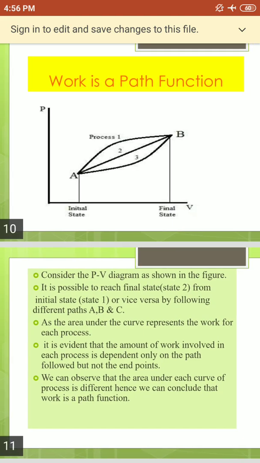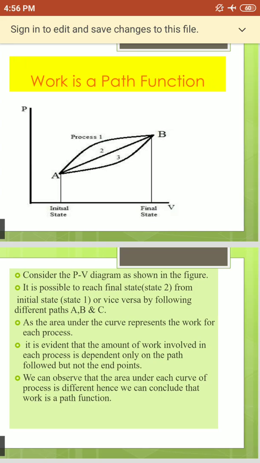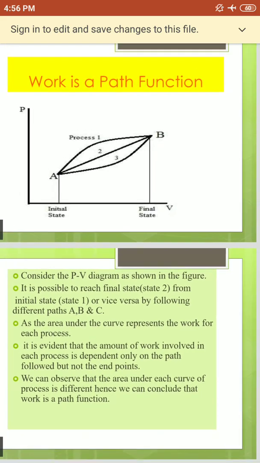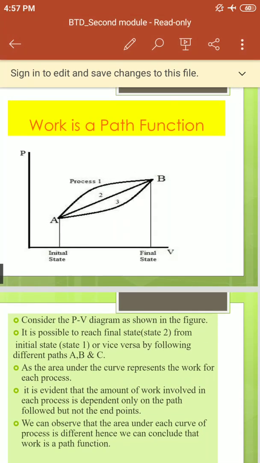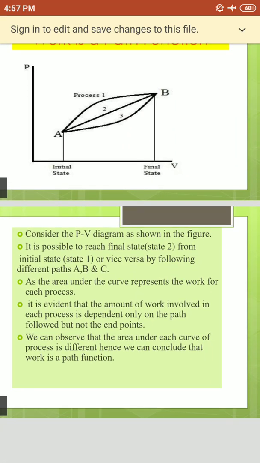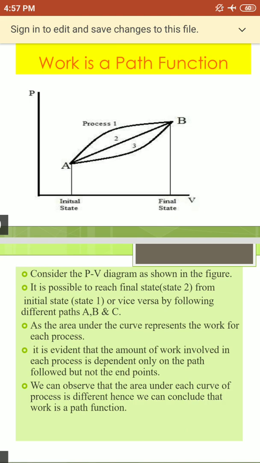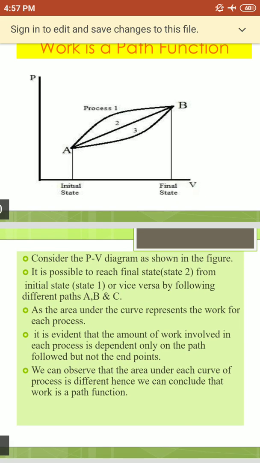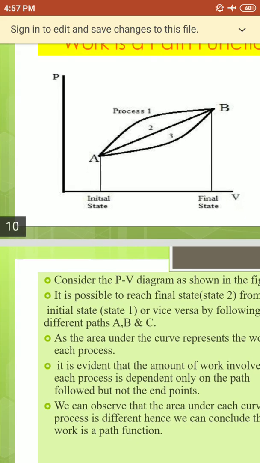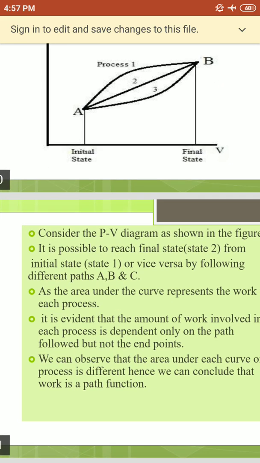Therefore you conclude that the area under the curve gives the work for each process, and since the area is different, it depends on the path. See here, the area under the curve represents the work for each process. Therefore it is evident that the amount of work involved in each process depends only on the path followed, but not on the end points. It does not depend on the points A and B, but on the path, that is 1, 2, 3, that is A1B, A2B, A3B. Okay, follow.